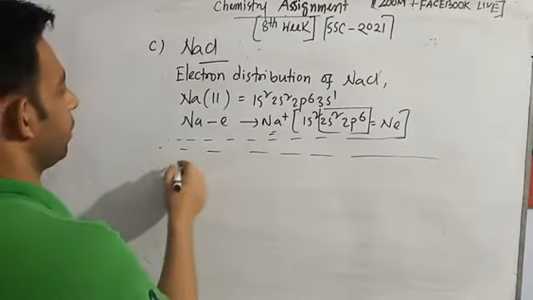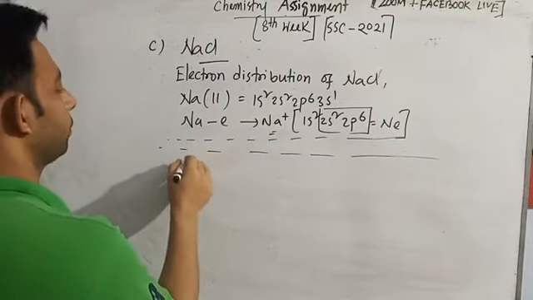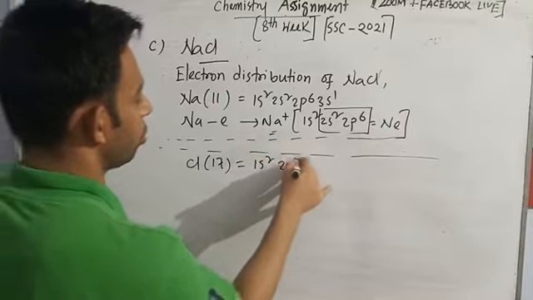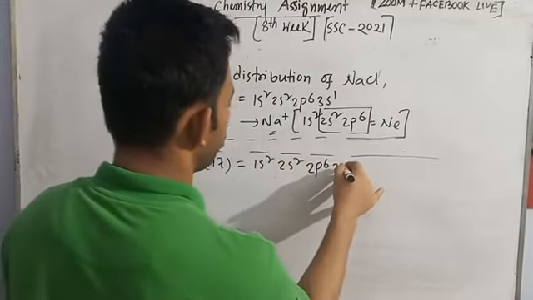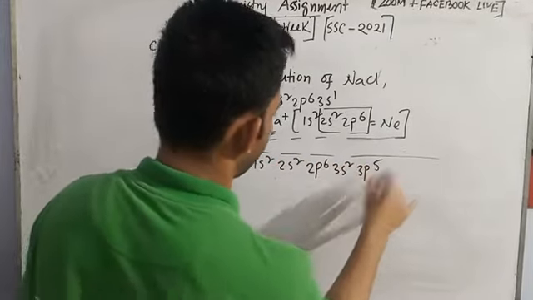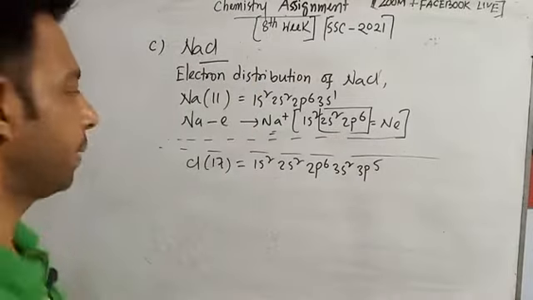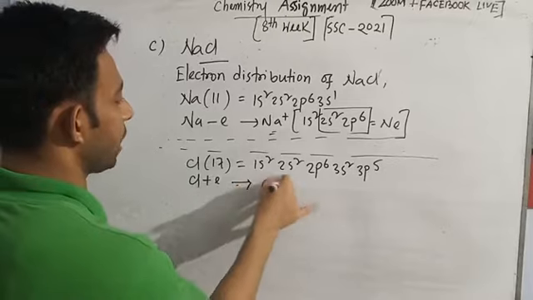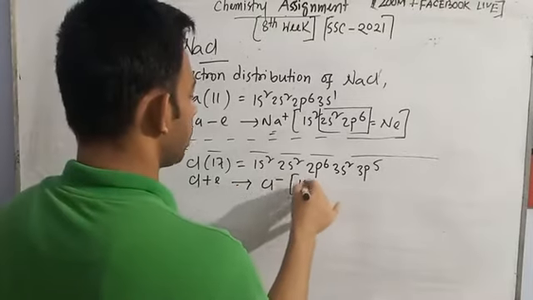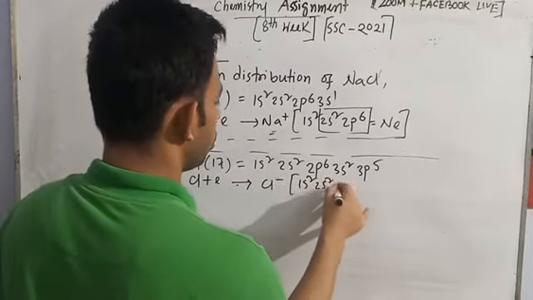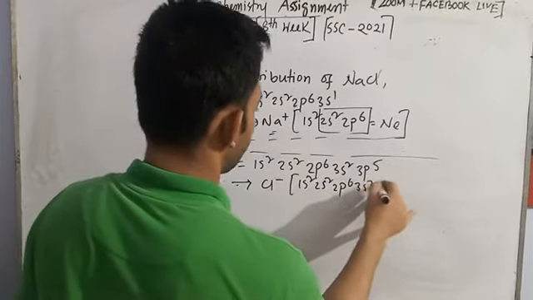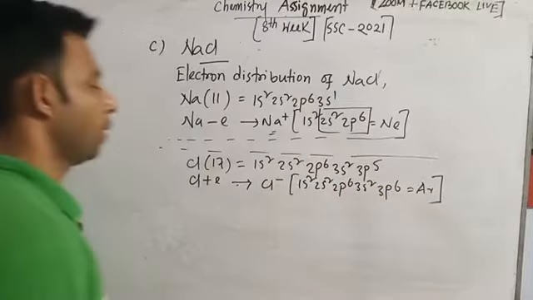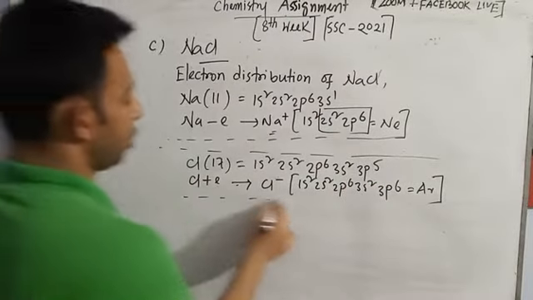Then after that, chlorine 17, 1s2, 2s2, 2p6, 3s2, 3p5. Chlorine receives one electron to get the chloride ion. That means 1s2, 2s2, 2p6, 3s2, 3p6. That means they will get the structure of argon. You will write two lines.